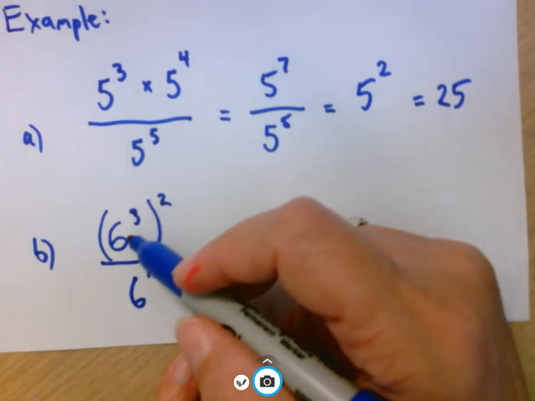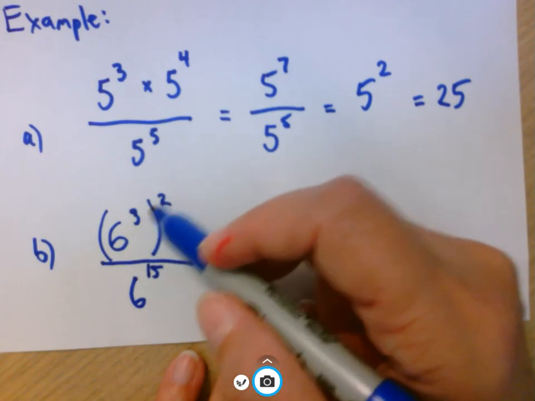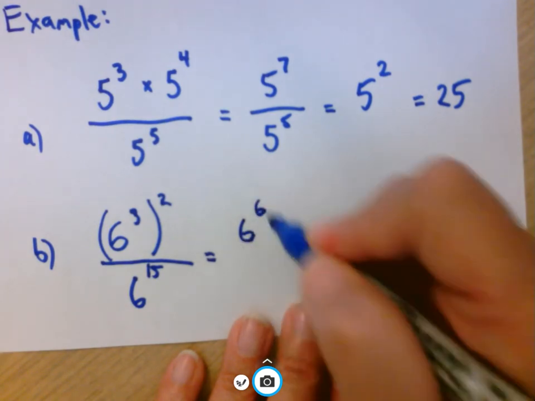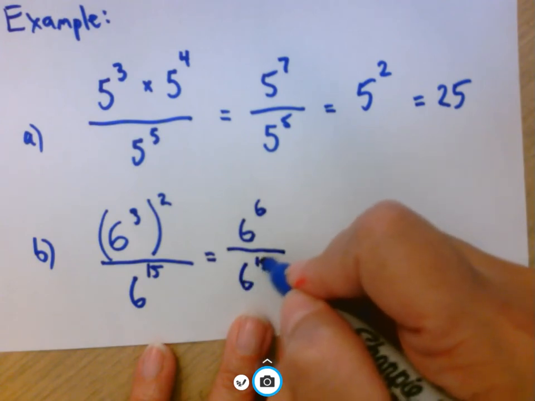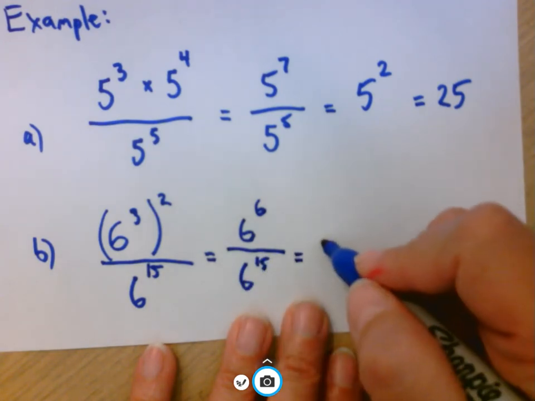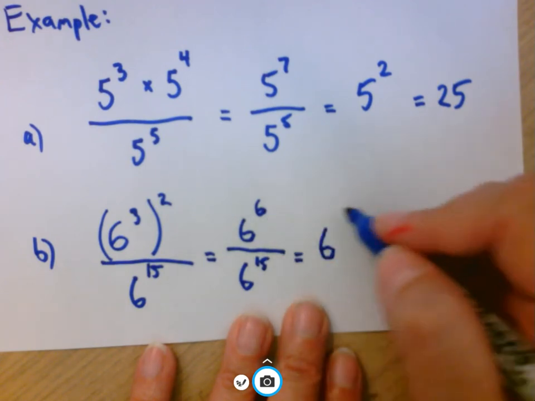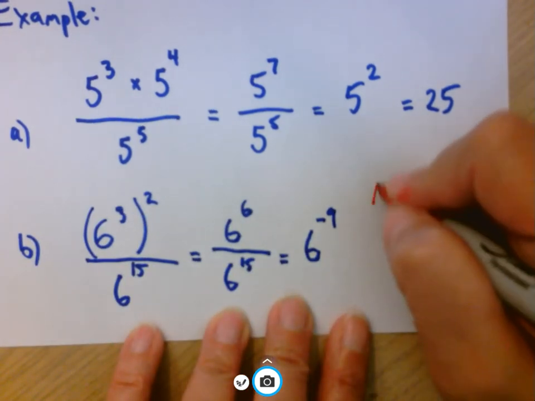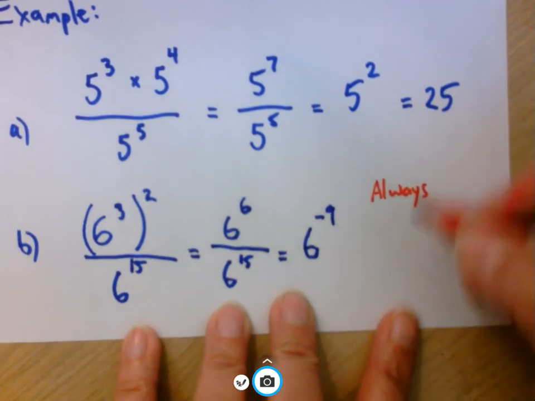So this is going to be 6 cubed times 6 cubed, right? Because the whole thing is squared. And that's going to be multiplying the exponents. So 3 times 2 is 6. That's 6 to the exponent 6 divided by 6 to the exponent 15. Division says that you should subtract the exponents, so 6 minus 15 is negative 9. But what is the meaning of a negative exponent? It means that it's going to be the reciprocal with the positive exponent.